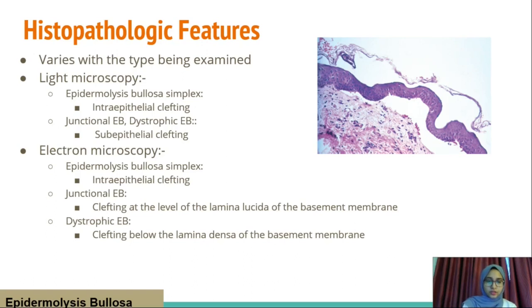Histopathological features of epidermolysis bullosa vary with the type being examined. In light microscopy, epidermolysis bullosa simplex shows intraepithelial clefting, and junctional EB and dystrophic EB show subepithelial clefting. For electron microscopy, epidermolysis bullosa simplex shows intraepithelial clefting, and junctional epidermolysis bullosa shows clefting at the level of the lamina lucida of the basement membrane. Dystrophic epidermolysis bullosa shows clefting below the lamina densa of the basement membrane.